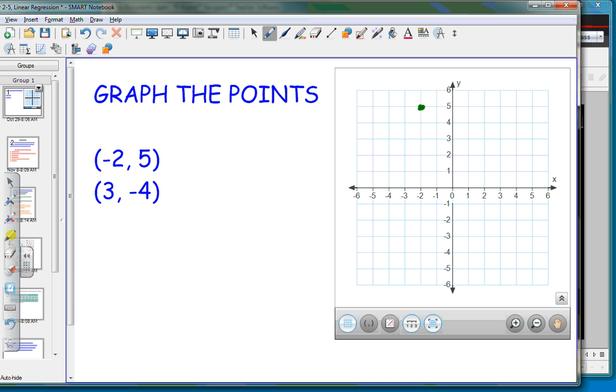How do I graph the point 3, negative 4? Someone else. Right 3. Trevor? Right 3, down 4. Put me right there. Can we all graph points now? Yes or no? Yes. That's part of tonight's homework.